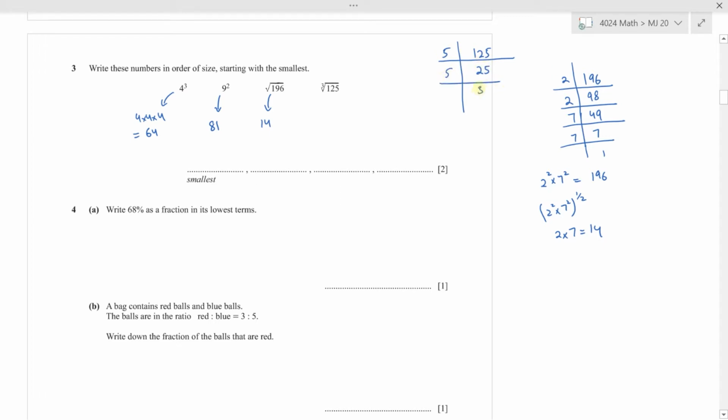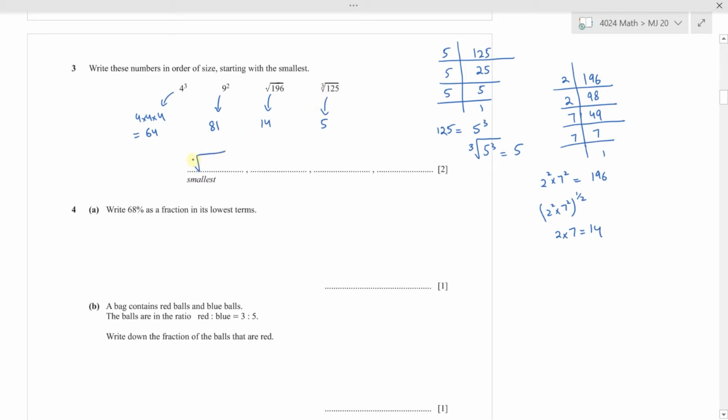Then 5 times 5 is 25. 5 times 1 is 5. So 125 can be written as 5 cubed. And then if I take the cube root of 5 cubed, or 125, I will have 5. So your answer here will be 5. So the smallest value out of these is the cube root of 125, which is 5.